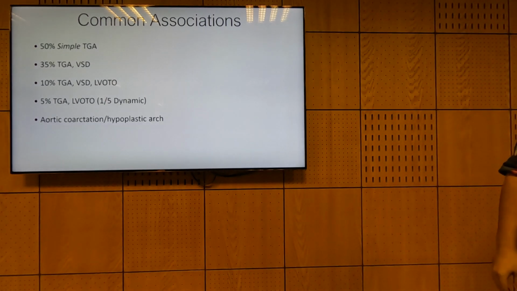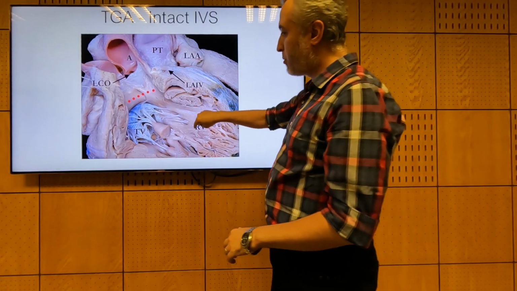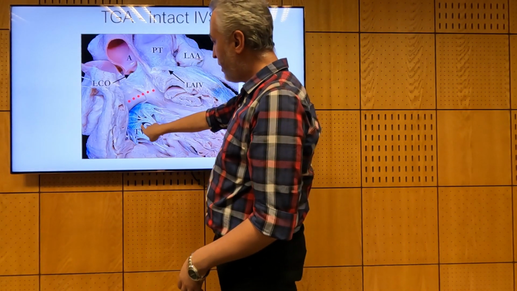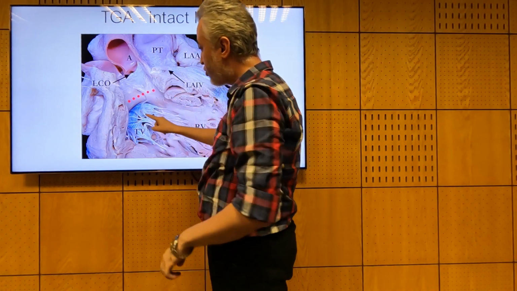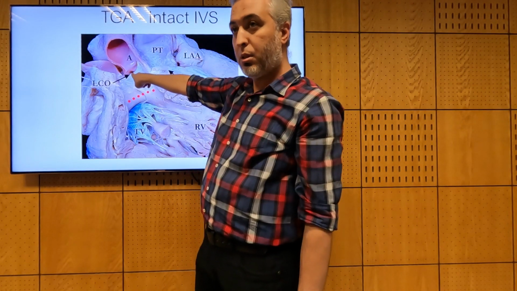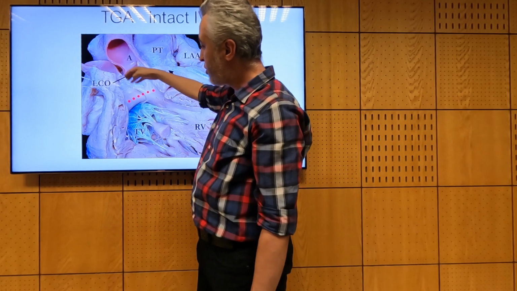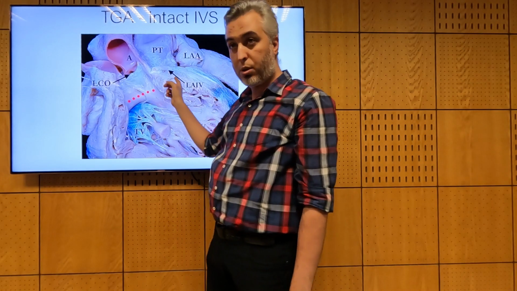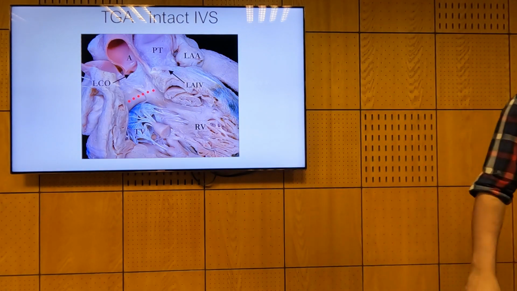So this is a specimen showing a patient with TGA. Again, we're looking from the front, taking out the free wall of the right ventricle, looking into the RV cavity, tricuspid valve, and then we're supposed to see the pulmonary valve going like that. We don't have it. We actually have the ascending aorta. You can actually see a coronary artery coming from this. And still, this aortic valve is not in direct continuity with any valve here. So it sits on a conus. Okay. And the interventricular septum is intact.